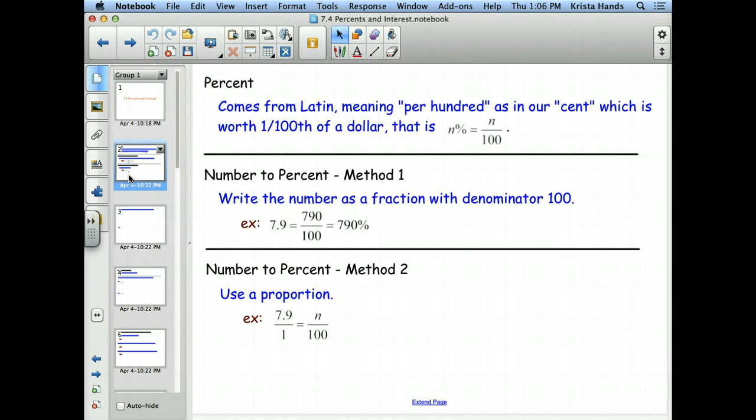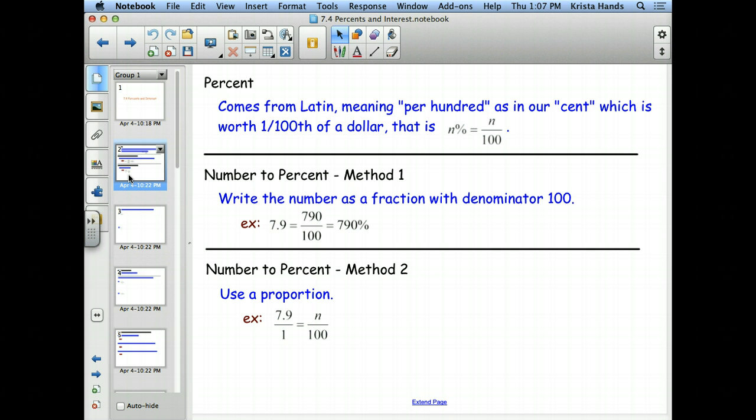So to start with, I want to talk about the word percent and where it comes from. Percent actually means per hundred, as in our term cent. Our penny, our cent, is actually 1/100th of a dollar. So when we talk about percent, we actually talk about over 100. That's what it means. Okay? And you guys know that when you talk about a penny, right?